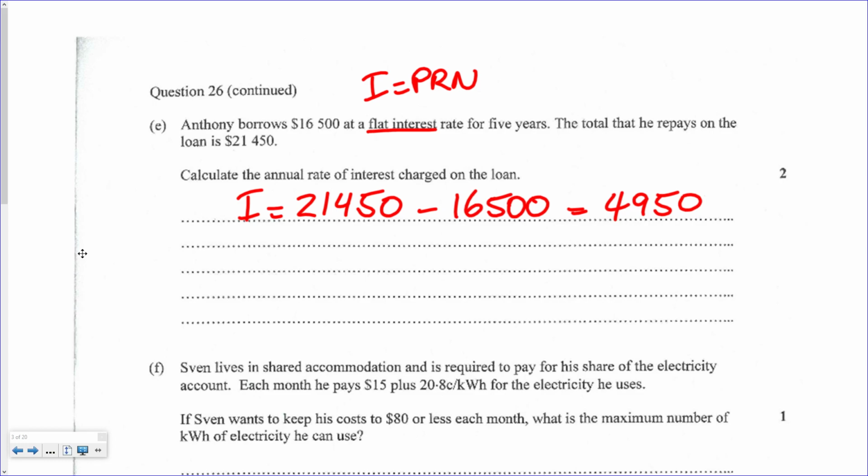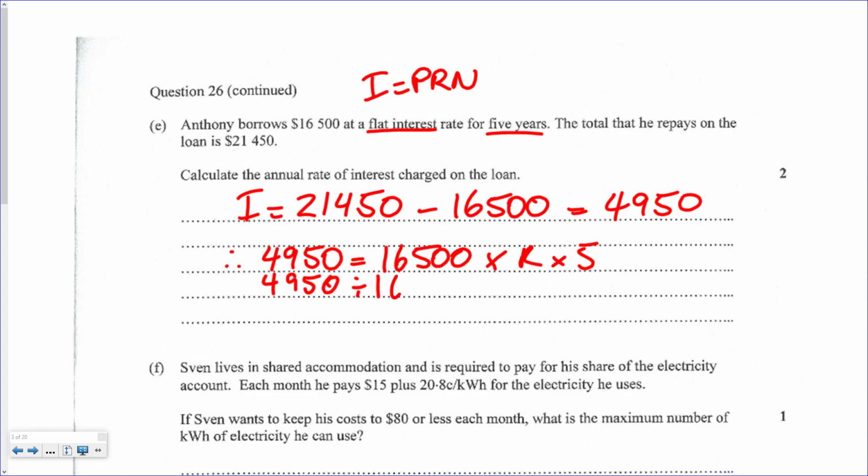Not the 21,450, that's the total repaid. The interest is 4,950. So therefore, we're going to do 4,950 equals 16,500, so P times R times N. Well, in this case, N is 5, because we're told it's 5 years. So once we've got 5 years, we'll just divide the two things over. So we've got 4,950 divided by 16,500 divided by 5 equals R. So therefore R equals 0.06.